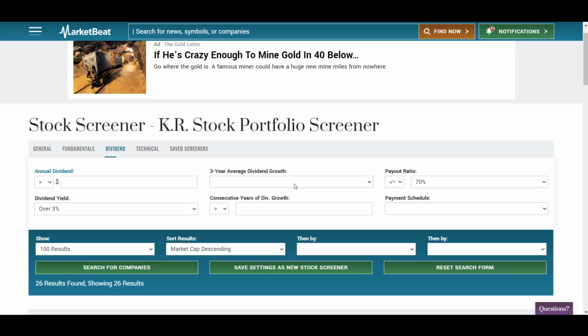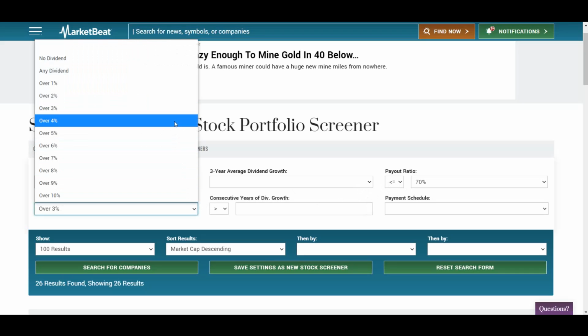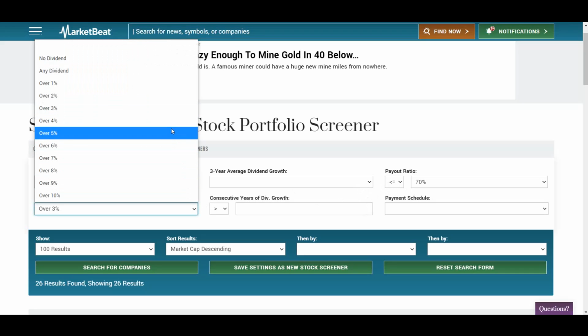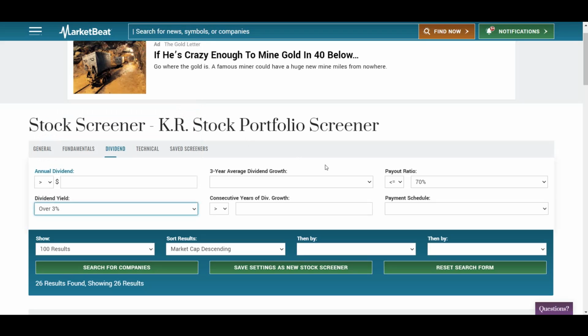So let's say you run this screener and you're still getting 50 to 100 stocks. I would then look to further narrow down on average growth and consecutive years growth, but for now I'm going to leave it as it is, and I'm going to focus on payout ratio. So dividend yields over 3%. You could have 4, 5, whatever you wanted, but 3 for me.